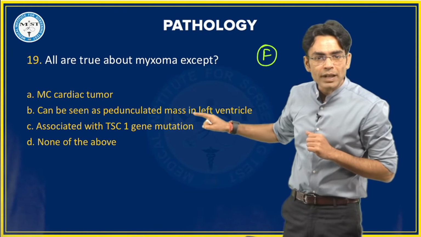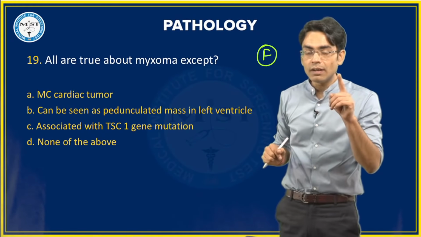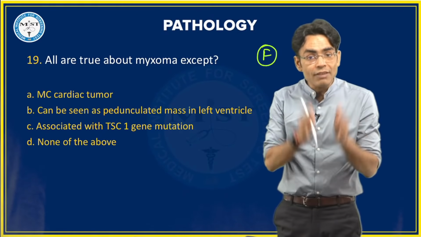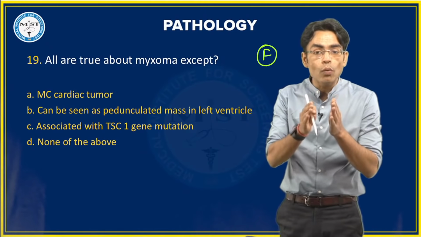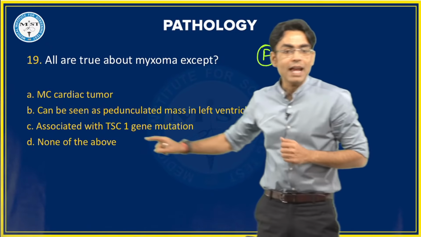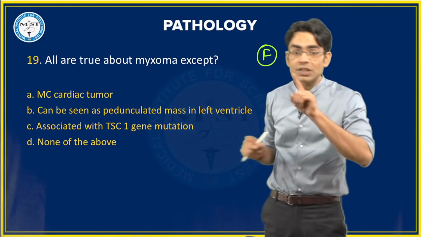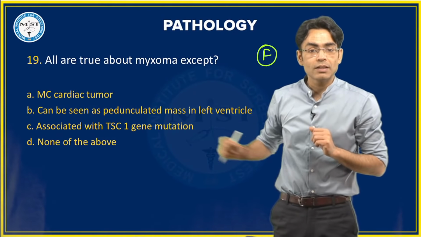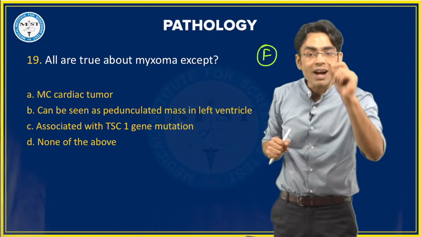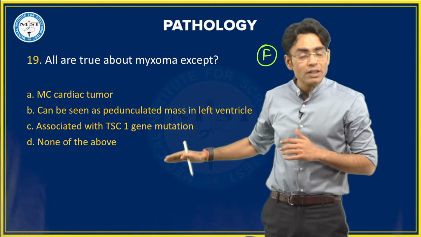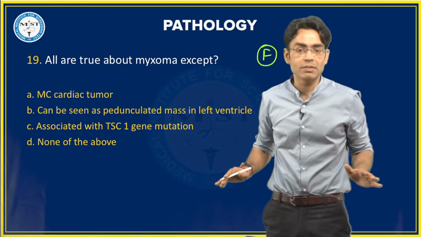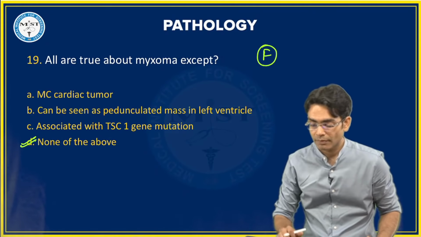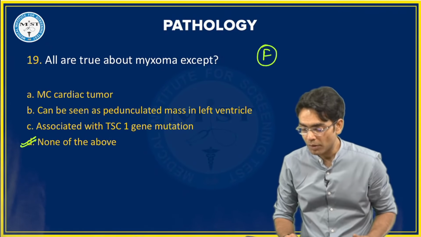Can be seen as a pedunculated mass in the left ventricle? No, beta. Myxomas are seen in the left atrium. And if left atrium is not given in the option, then you have to go with the fossa ovalis. Associated with TSC1 gene mutation? Never. TSC1 gene mutation is for children, rhabdomyoma. Myxomas are associated with the Prkar gene mutation. So all three statements are wrong. So the answer for this would be nothing right. Okay? None of the above.